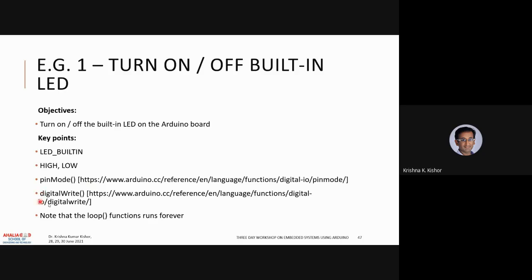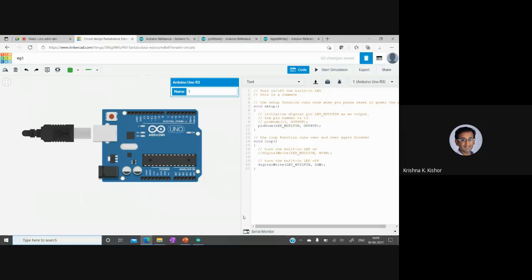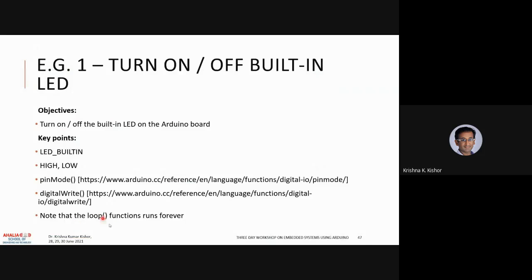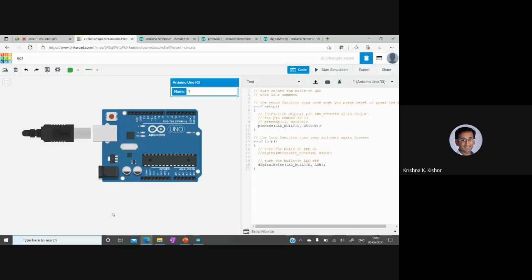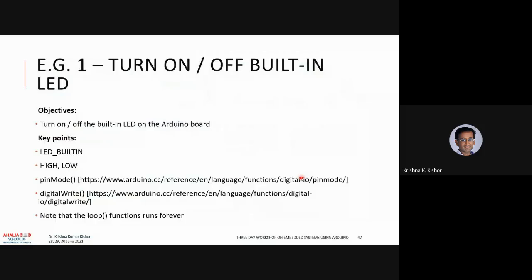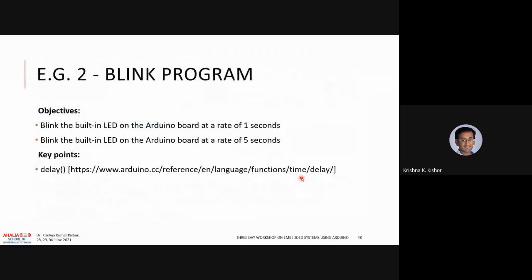You're also seeing the digitalWrite function. You're telling it which pin and what value to write to it. That is digitalWrite. And note that the loop function is running forever and ever, so this program keeps on running. The microcontroller is continuously running this function again and again. Okay, so that's all about the first example.